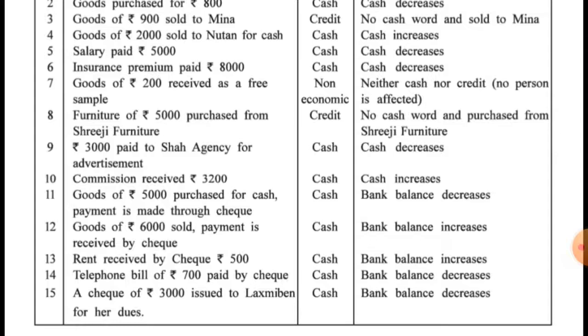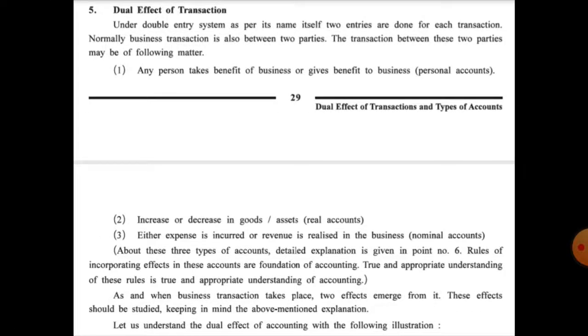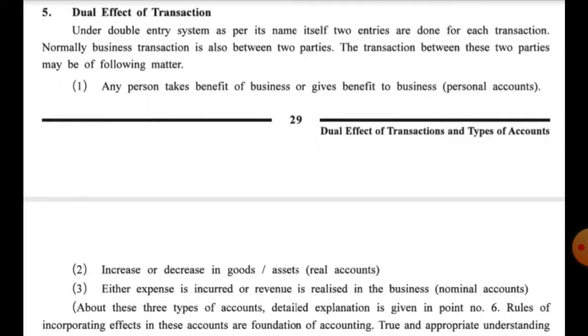Okay, so students, we have understood today the cash and credit transaction, how to identify, and we have done the practical illustration also related to that. Now after understanding the cash and credit transaction, to identify it, let us move on to the next topic, that is dual effect of transaction.